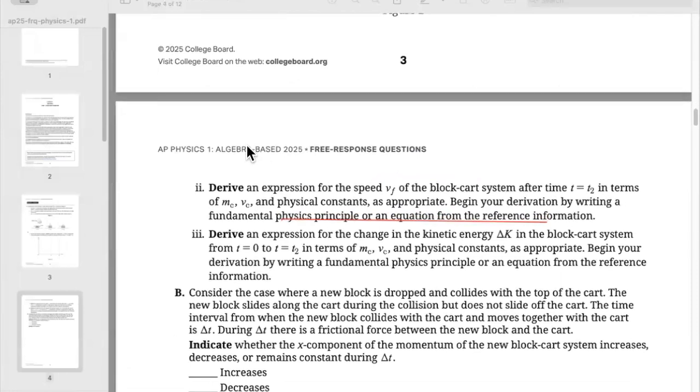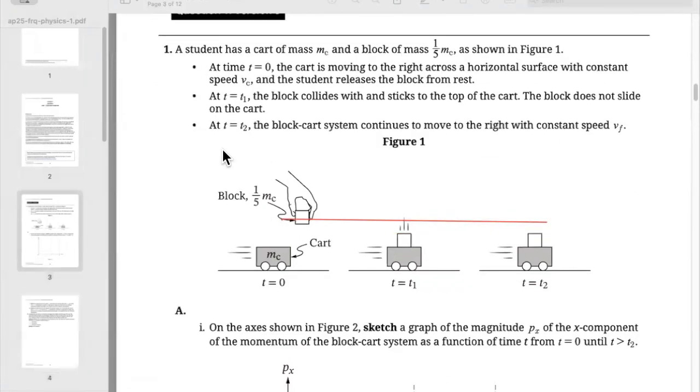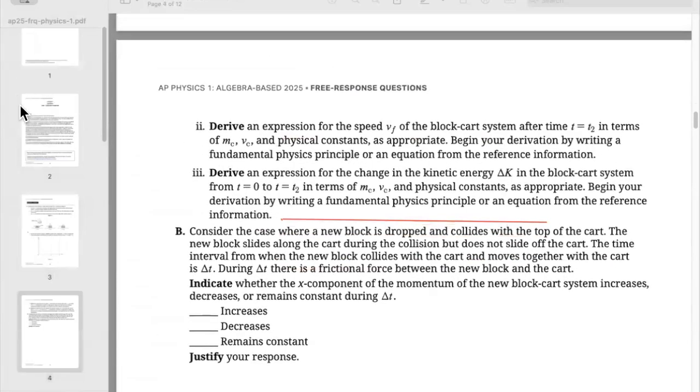Derive an expression for the final velocity of both of them. They both continue to move to the right at a constant speed. So for A part two, this is just going to be conservation of total momentum to find the final velocity. Initial momentum is equal to final momentum. So MC VC is equal to MC plus a fifth MC times VF. That's going to give you VF is equal to, assuming I'm doing my math correctly, 5/6 VC. There you go. So A part two is just conservation of total momentum.